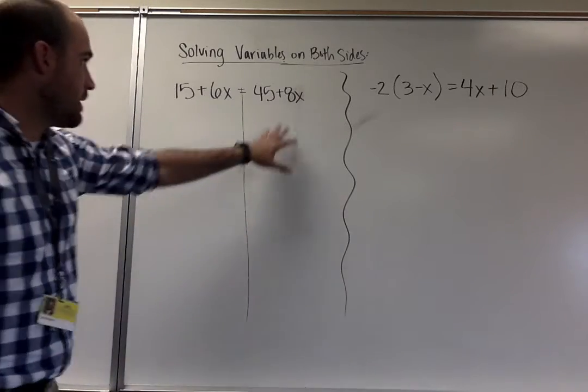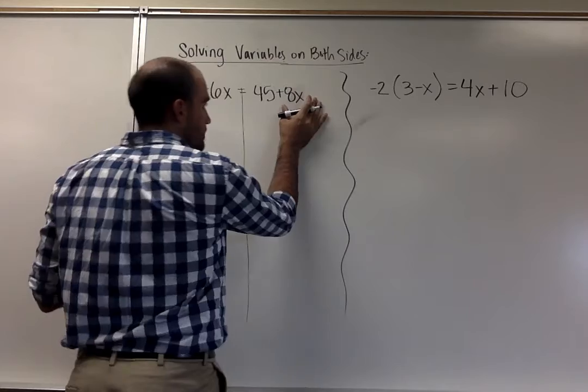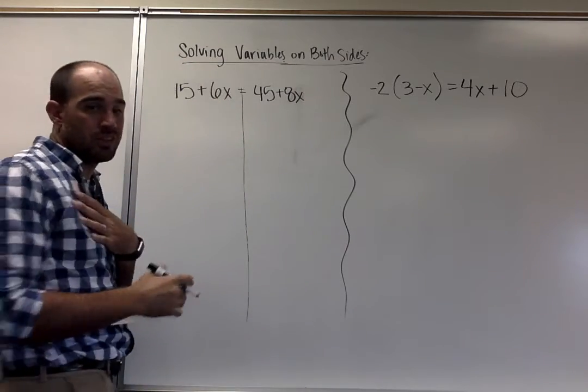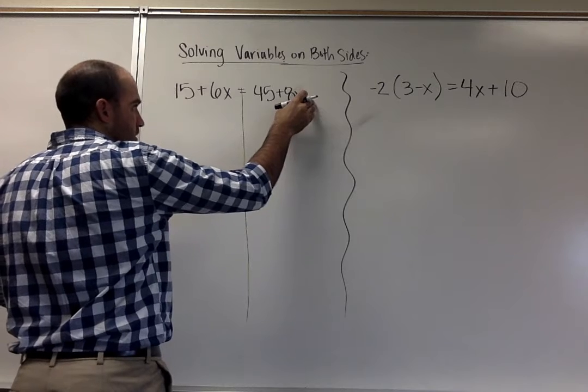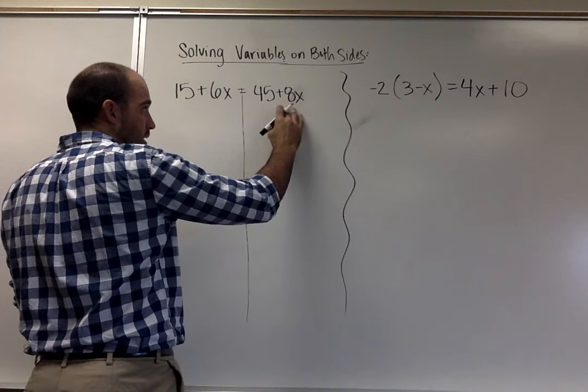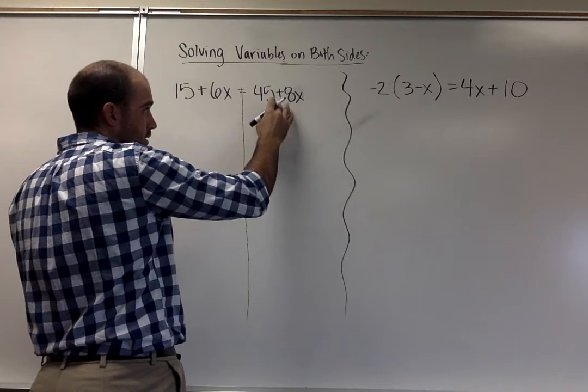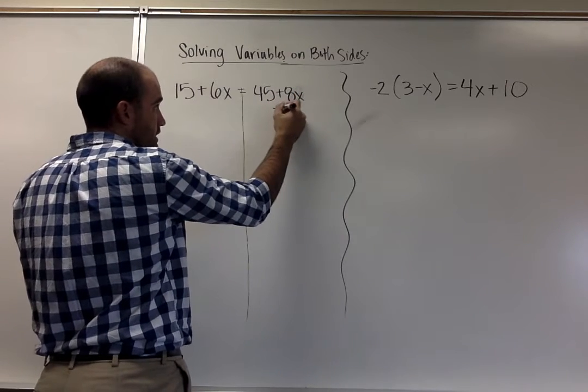Okay. So right now I have a positive 8x. I want to move my x's all to the same side, and personally I'm going to move them all to the left. So to move this, I want to move the whole thing. I don't want to separate the 8 and the x. They're still buddies. They want to stick together. So I'm going to subtract. It's the opposite operation because I'm moving it across the equal sign.